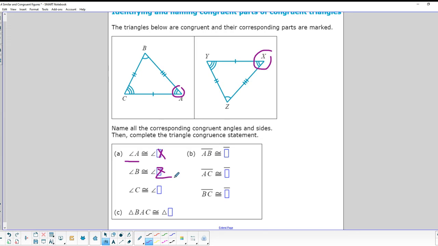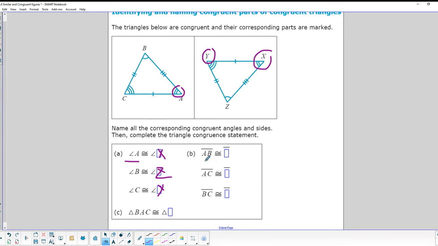And then the only angle that's left after we've used up X and Z is Y. Now you could also say, oh look, this angle has 3 marks in it. Angle Y also has 3 marks in it, so that's why angle Y corresponds there.